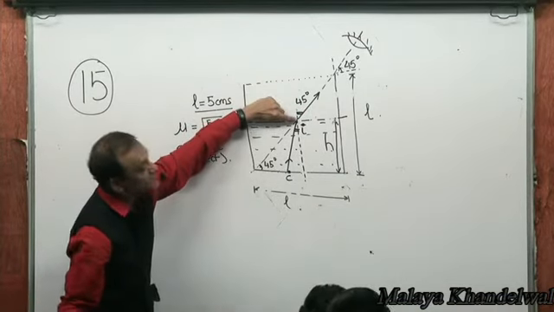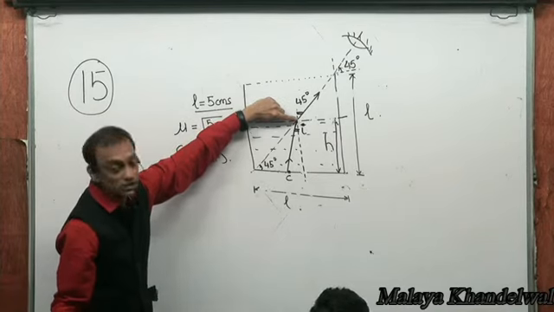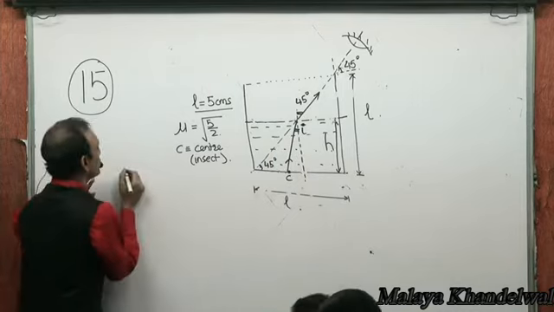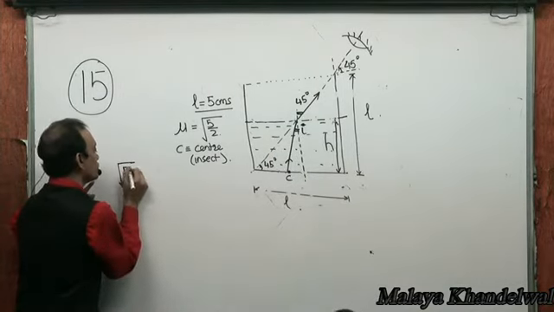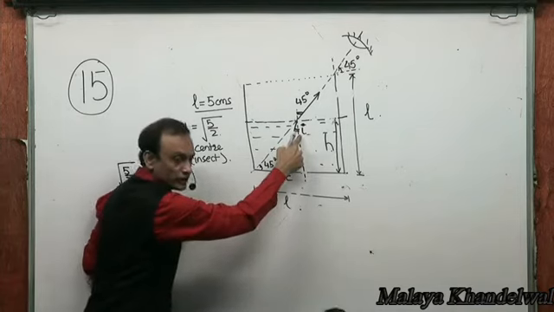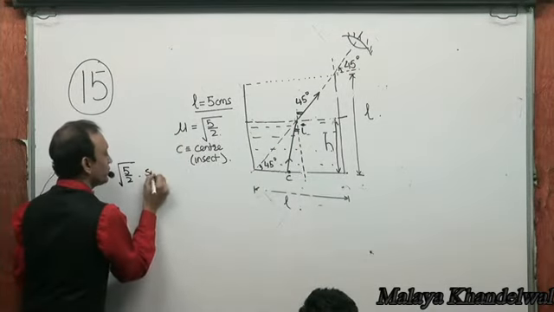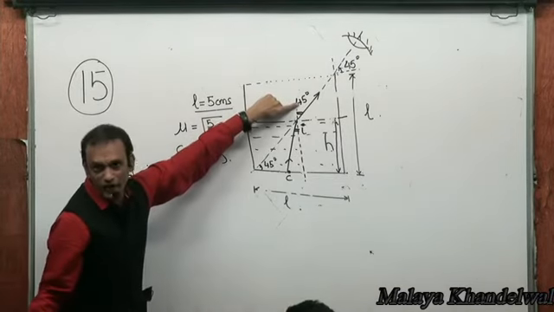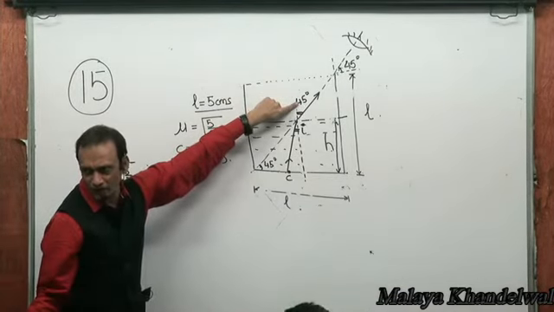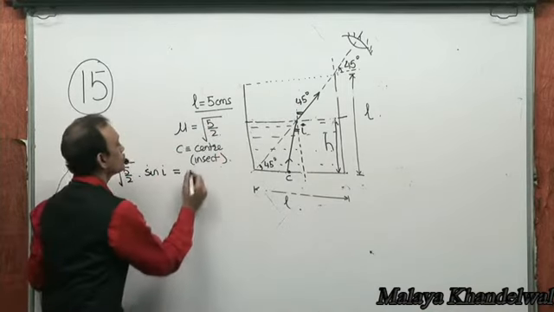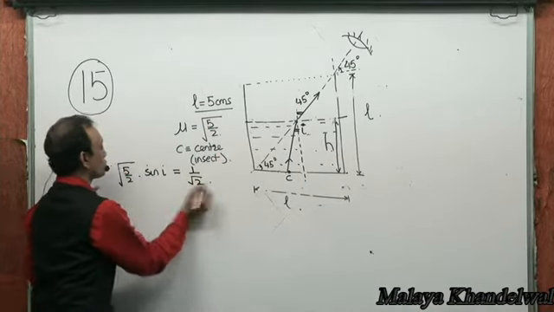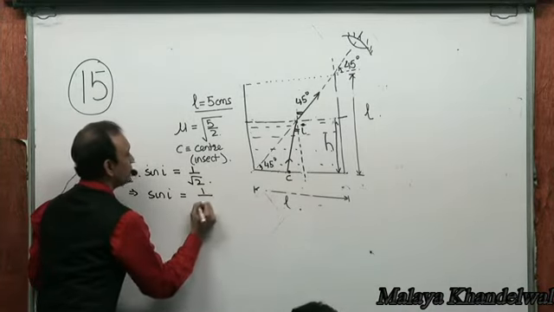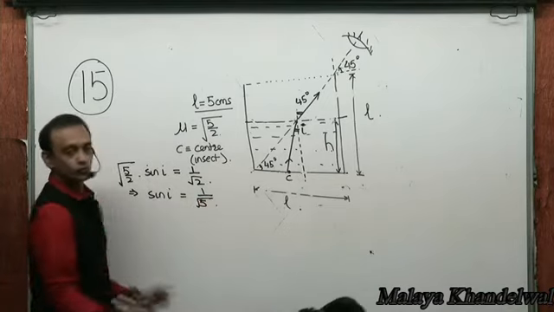So let me deploy Snell's law at this point. Mu, which is root 5 by 2, into sine of the angle of incidence, sine I, equals 1 into sine 45 degrees, which is 1 by root 2. So sine I is 1 by root 5.